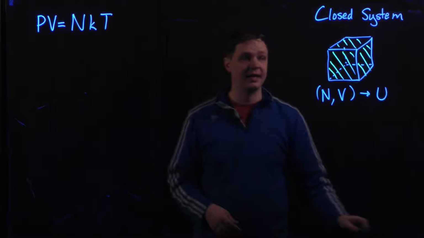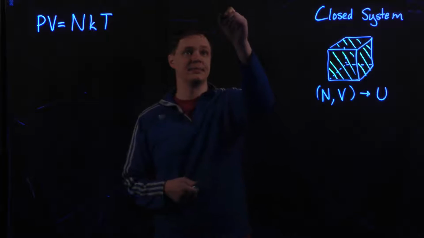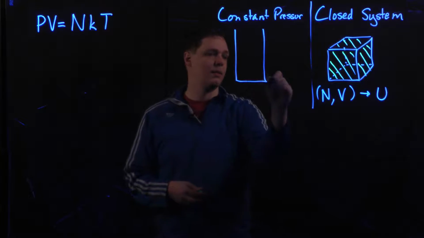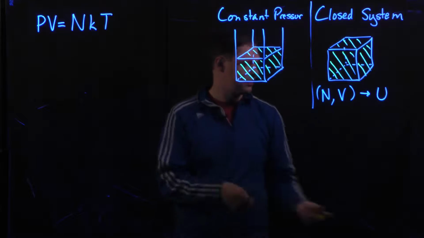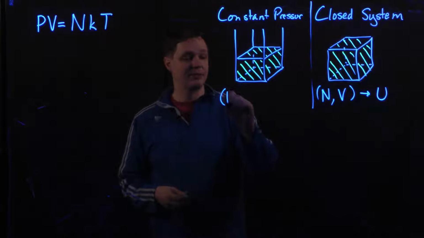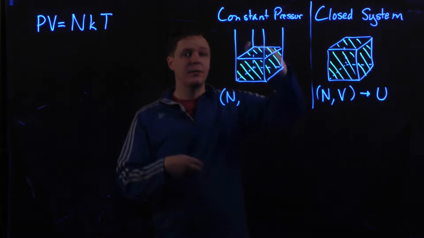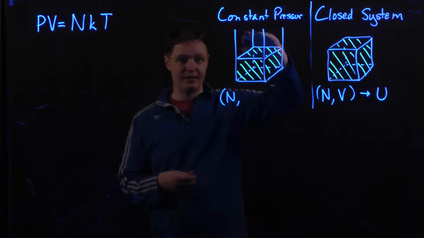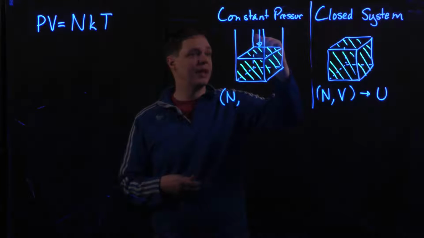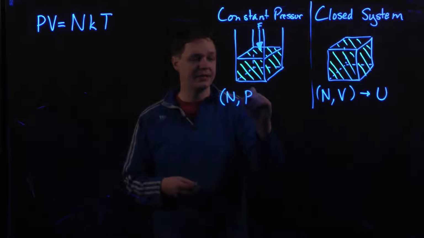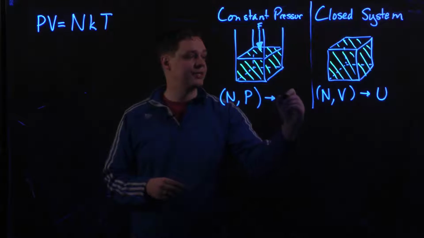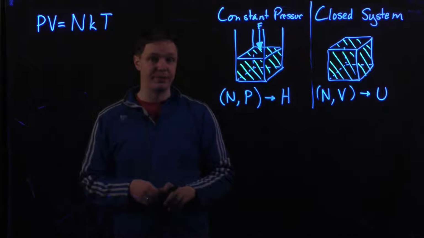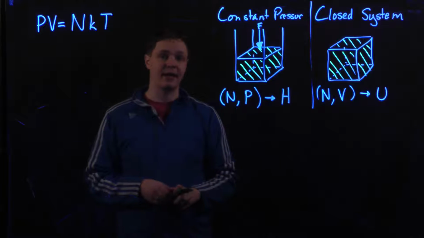The other system I'm going to look at is called a constant pressure system. In a constant pressure system, we control the number of particles, but we can actually move this top system up and down, and I can apply a large force onto this top system, and I can control the pressure of this system. In a constant pressure system, the measure of energy that we will be interested in is called enthalpy, and it is typically written with the letter H.